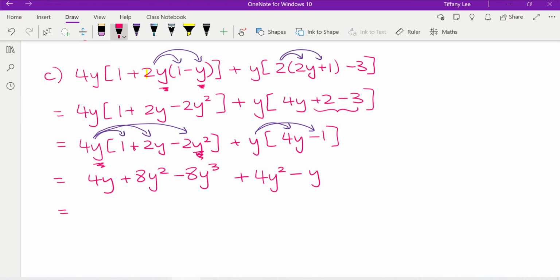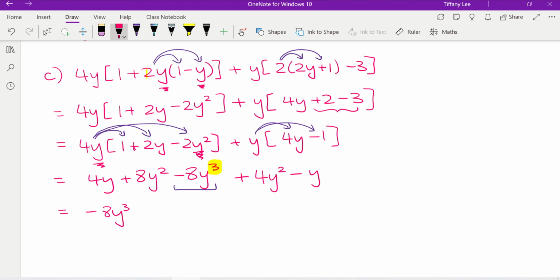I like to start off with the highest exponent. I find that easier to organize. So I see the highest exponent that I have here is to the power of 3. So I take a look and I see I have, okay, negative 8y cubed. Do I have any other y cubes here, or y to the power of 3? I don't. So that's it. So that's negative 8y cubed.